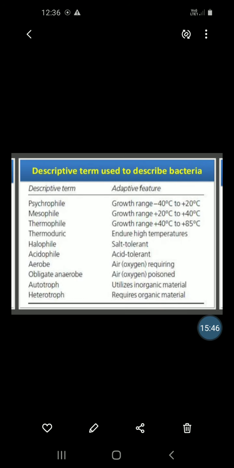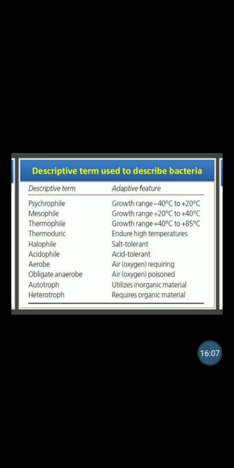Next, the descriptive terms used to describe bacteria, and we will see the descriptive term and adaptive feature. First, psychrophile, the growth range is minus 42 to plus 20 degrees Celsius. Then mesophile, growth range plus 22 to plus 40 degrees Celsius. Then thermophile, growth range plus 42 to plus 85 degrees Celsius.